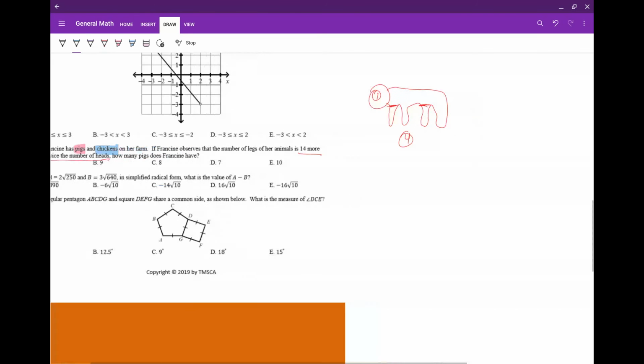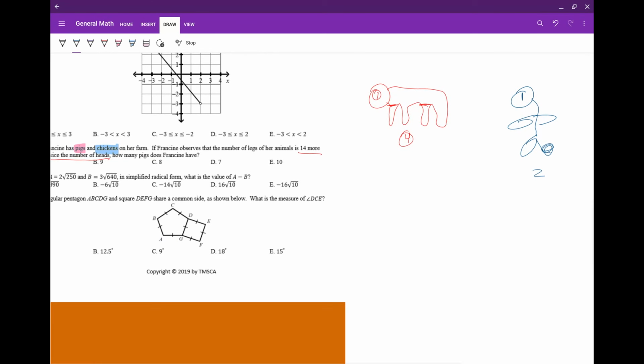Now chicken has 1 head, and I don't know how to draw a chicken, but I know it has 2 legs. And I guess those are its wings. So it has 1 head and 2 legs. So 1h and 2l is equal to a chicken.